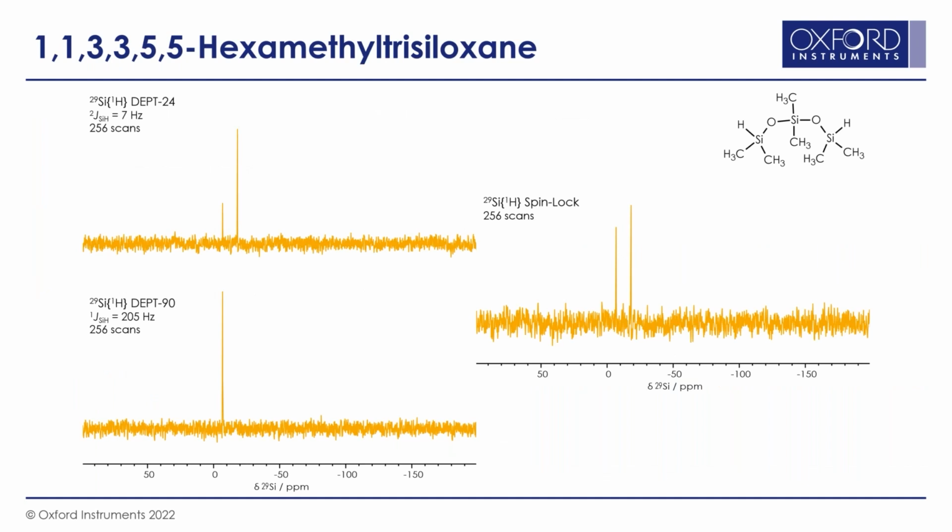We've already looked at DEPT experiments, where they were used to distinguish between different numbers of hydrogen atoms bound to a carbon. Appropriate parameter choices allow us to do the same thing for silicon. The DEPT 24 spectrum was obtained with a parameter choice which selectively shows signals associated with silicon bound to 2 methyl groups. In this case, that's both chemically unique silicon environments in the molecule, while the DEPT 90 spectrum used a parameter choice which only shows silicon atoms directly bound to a single hydrogen atom, and hence only the peak associated with the terminal silicon atom is observed.